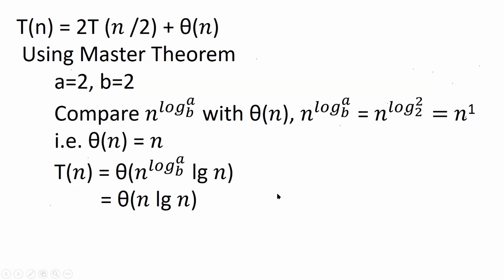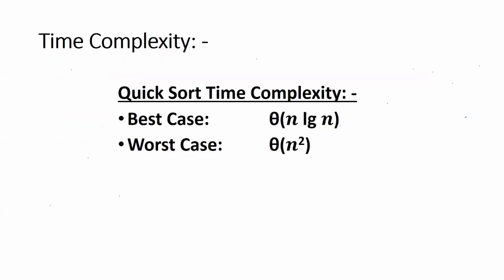So what will be the time complexity? In equal cases, it is theta of n to the power log a base b times log n, that is the formula. So put the value: n to the power log a base b is n, and so n log n is the time complexity in the best case. So this was the final time complexity we have calculated. In the best case, theta of n log n, and in the worst case it is theta of n square. Yes, any query? I think the session is completed.